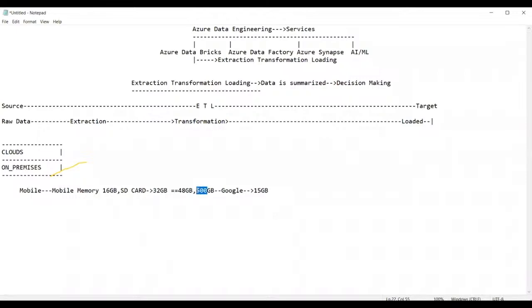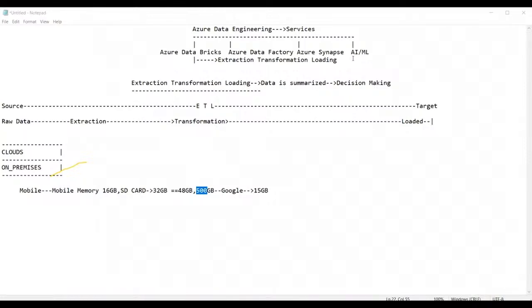500 GB. So now what you have to do, tell me now. Tell me, guys. Please tell me. Did you get my question? If you get the question, just simply say yes, or else I'll repeat the question once again.